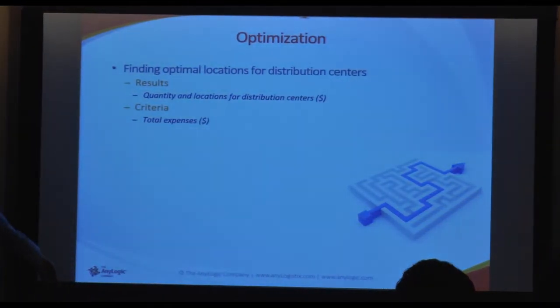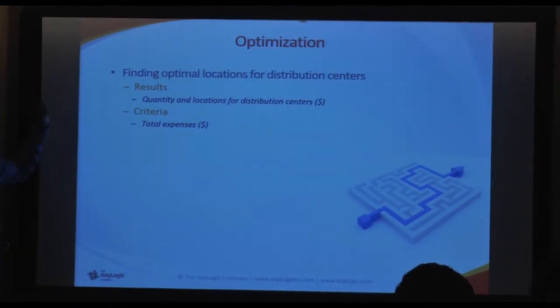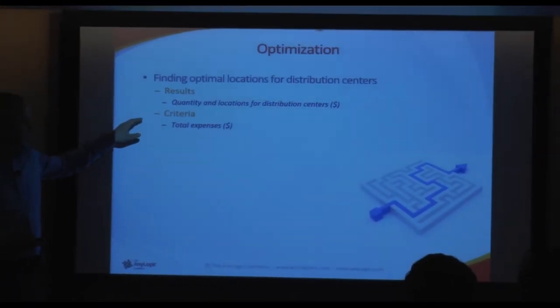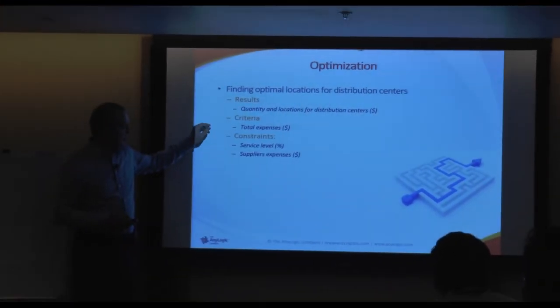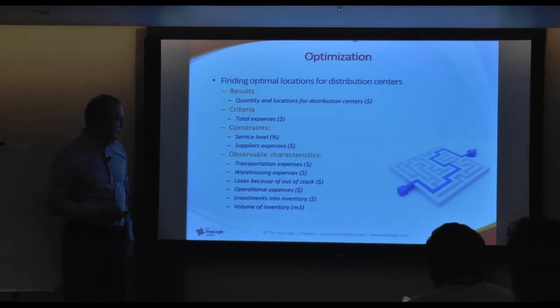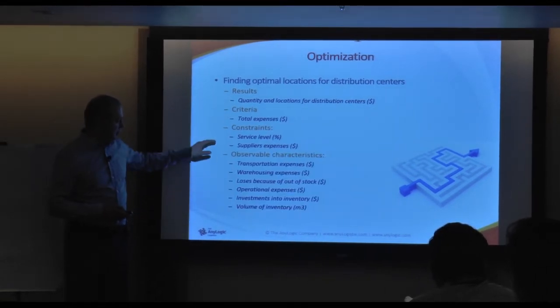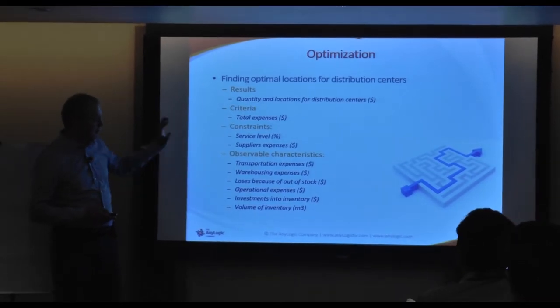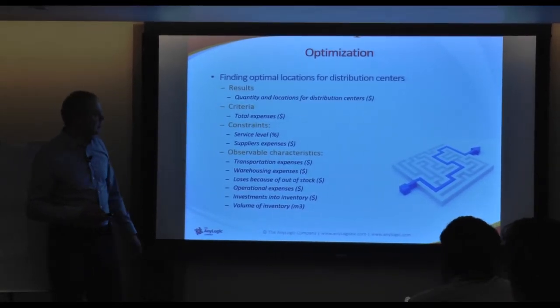So what basically was done? The optimization was used to find the optimal location for the distribution centers. The criterion was the total expense. There were some constraints on the service level, and suppliers' expenses too. Those are the characteristics which were again taken into account. That's probably a pretty standard optimization problem.